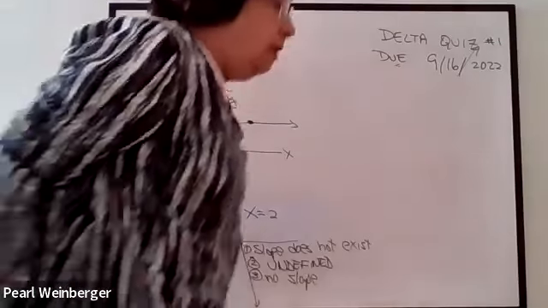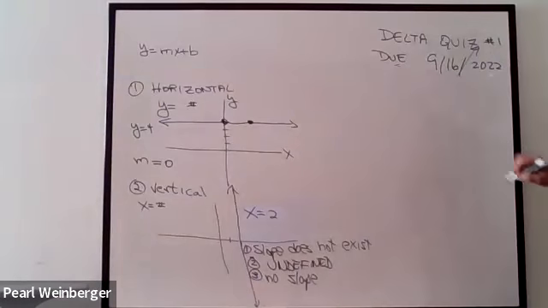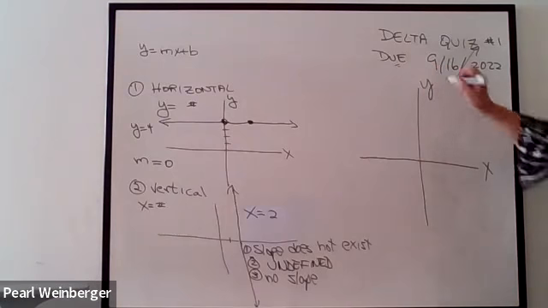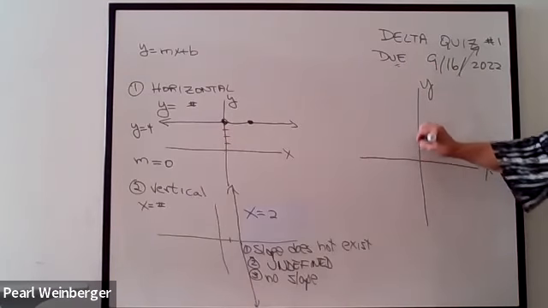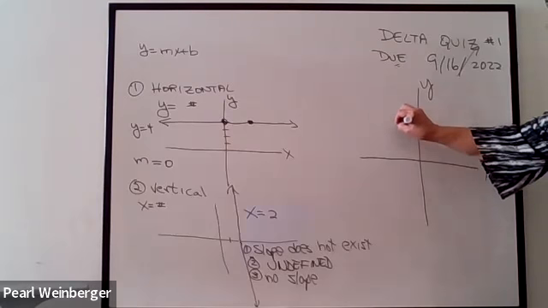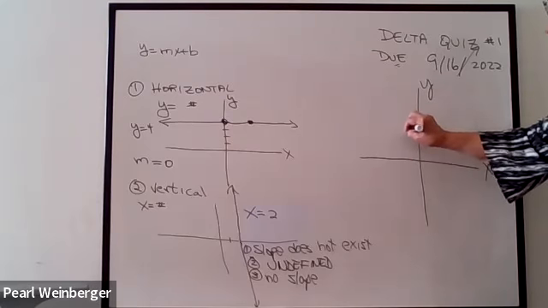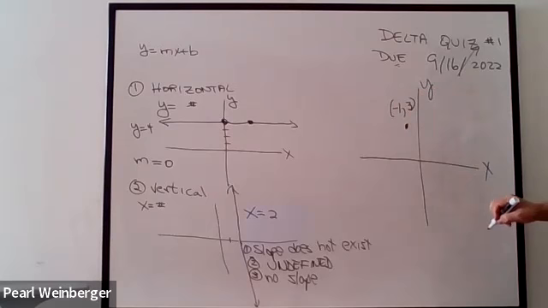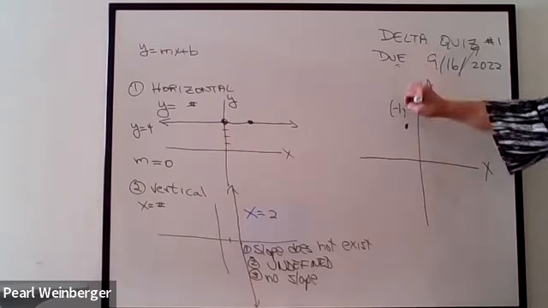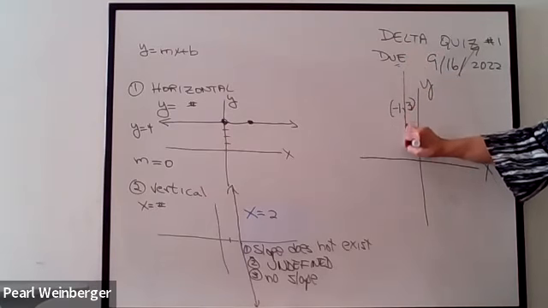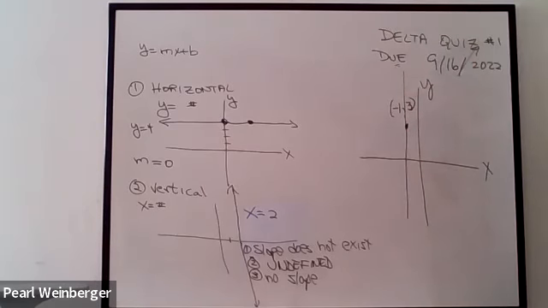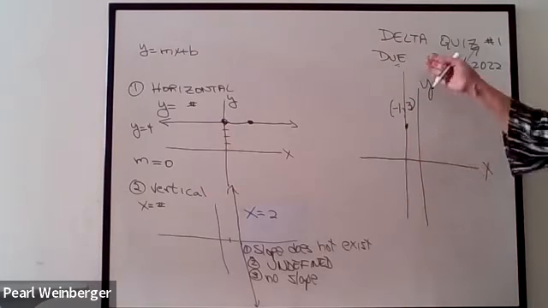So let's say I gave you a point on the graph. Let's say I gave you this point, -1, 3. And I said, I want the equation of a vertical line through that point. Now remember, vertical means up and down. You'll remember horizontal because it's like the horizon. You look, it goes wide. But vertical means up and down.